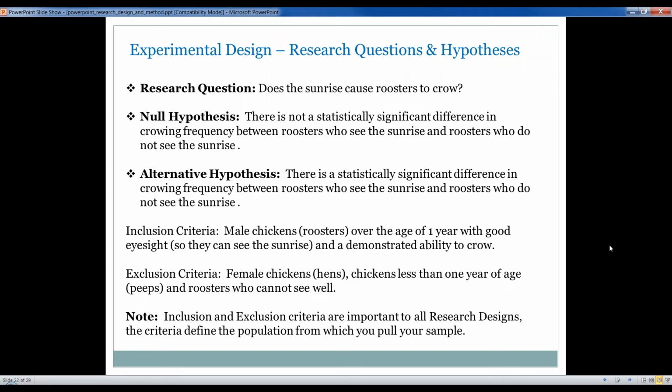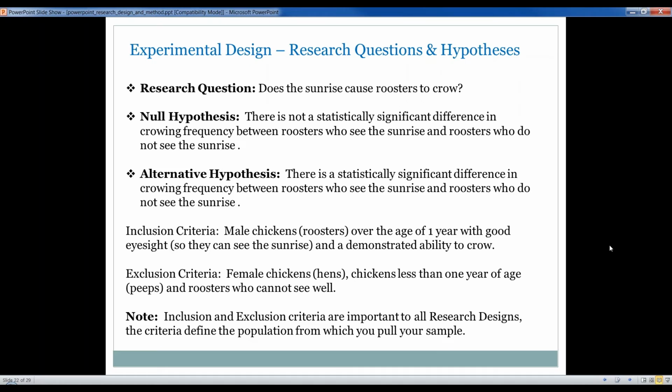The alternative would be that there is a statistically significant difference in the frequency of crowing between roosters who see the sunrise and roosters who do not see the sunrise. If I have some really picky statistics people in the audience today, this is a two-sided hypothesis, right? You might want to make it one-sided, where you would say, do roosters who see the sun crow significantly more than the other ones, and then you would have a different type of one-sided hypothesis. But here, we're just going to say, is there a difference? We just want to know if there's any difference. Okay, so we're going to test for that.